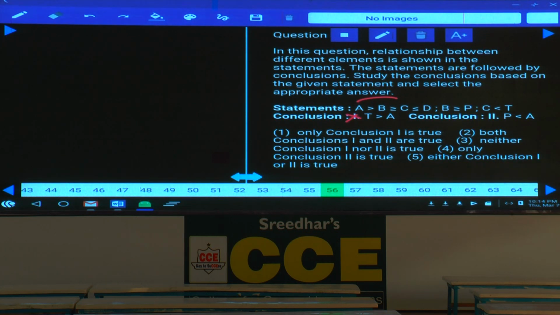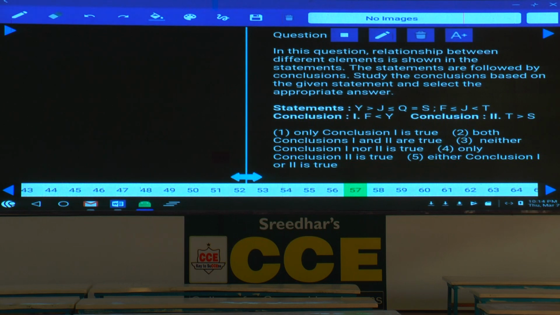Then coming to the next one, P and A. A is here, P is here. Tell me which element is common here? B is common. A greater than B, B greater than or equals to P, hence A greater than P is true. If A greater than P is true, P lesser than A is also true. Hence what is your answer? Only 2 follows, choice 4 is the answer. Question number 56, it is choice 4.